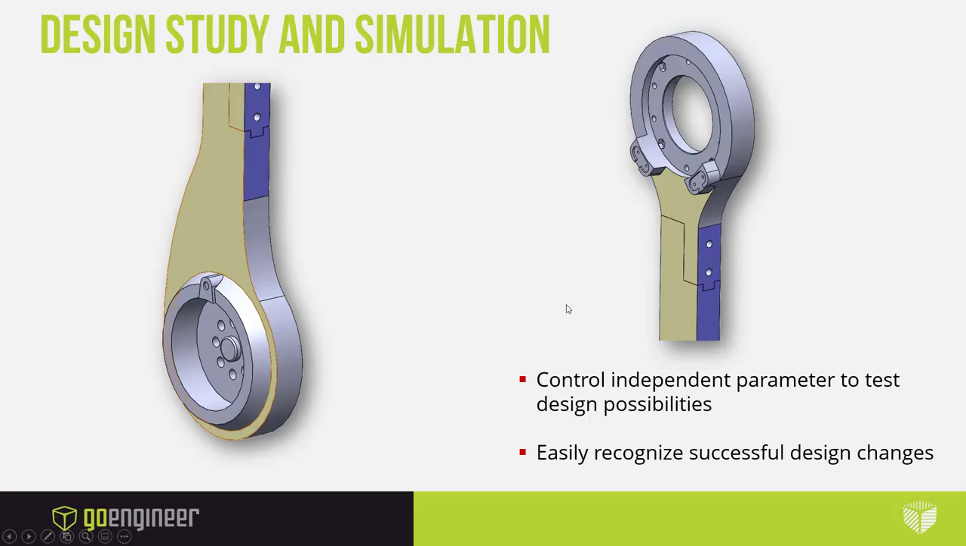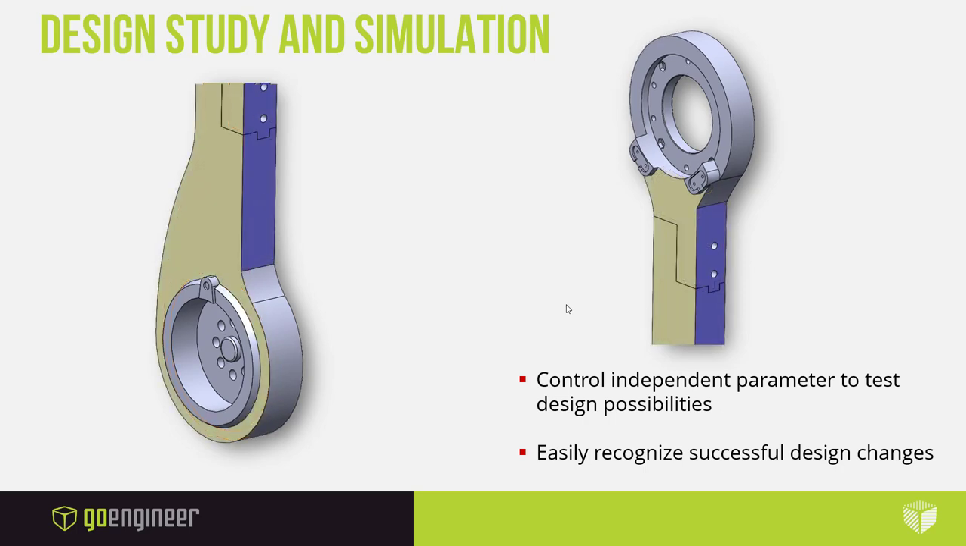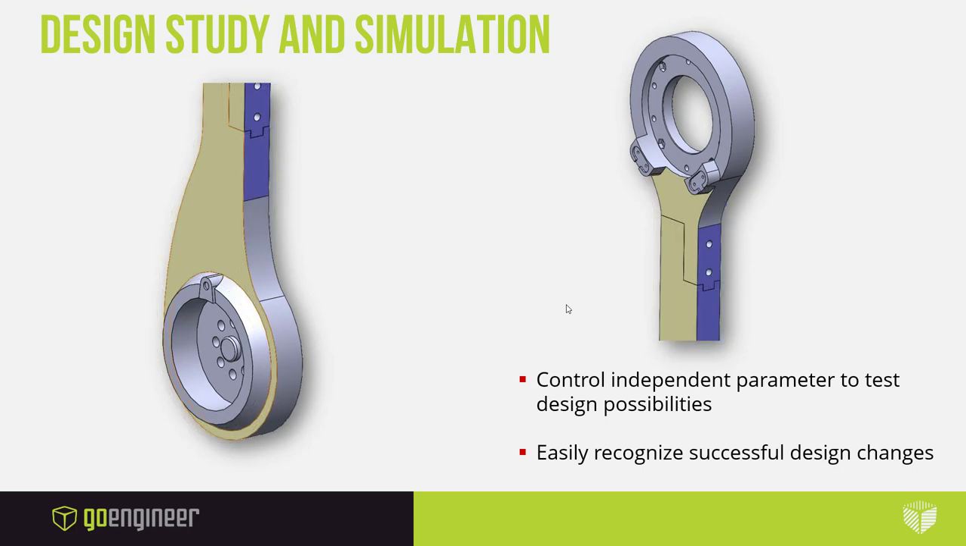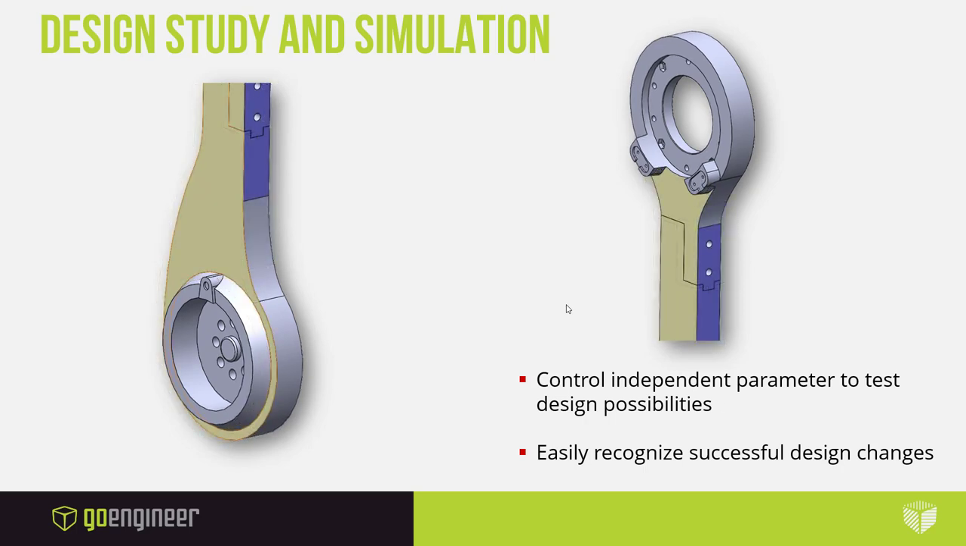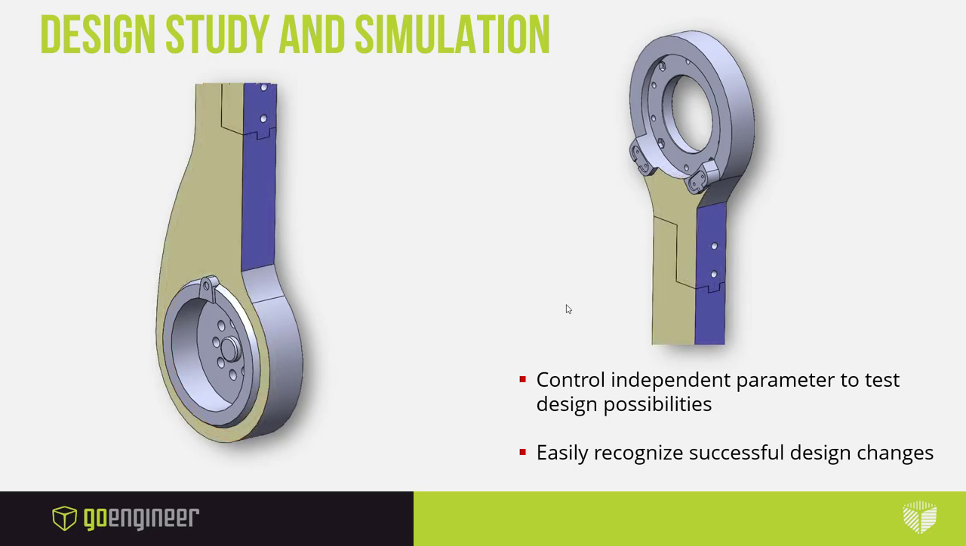Well, fortunately, simulation standard allows you to run design studies together with your simulation studies. So what we're going to do here is, if you see these faces highlighted in blue and yellow-ish, we're going to add a global variable to control the thickness of this arm. We're going to set up a design study so that SOLIDWORKS can go ahead and then change those different combinations, make different permutations, and evaluate them all.